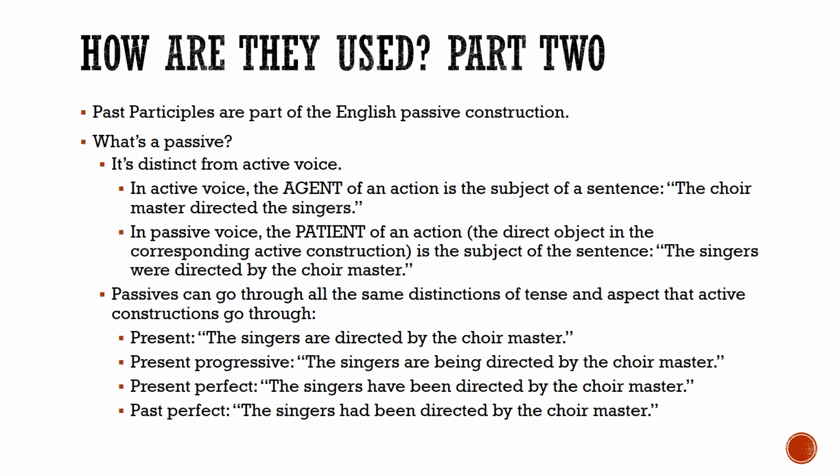We can have a simple present. The singers are directed by the choir master. We can have a present progressive. The singers are being directed by the choir master. Now notice what winds up happening here is we wind up with two auxiliary verbs, are and then being, right? Being winds up being the sort of past participial form of the passive auxiliary.